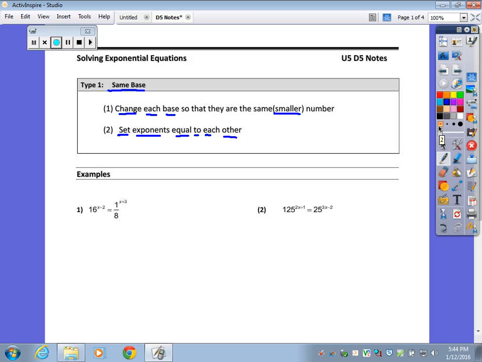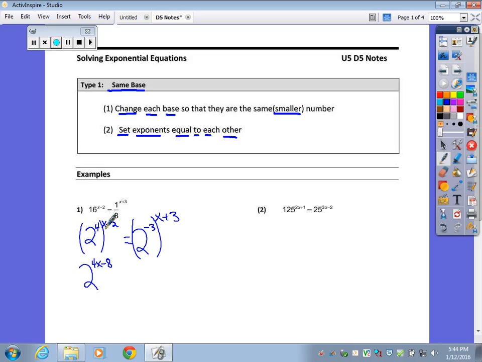So let's look at this first example. 16 is 2 to the 4th power. 1/8 is 2 to the -3 power. So all I did was change the left side and the right side to have the same base, and I knew that base was 2. Now that the bases equal each other, I can set the exponents equal. Let's take a quick look at what the exponent is.